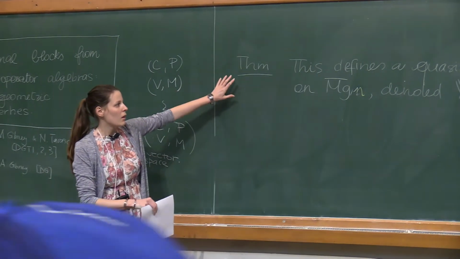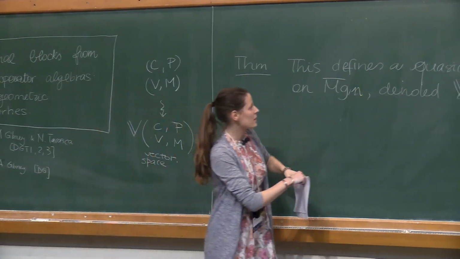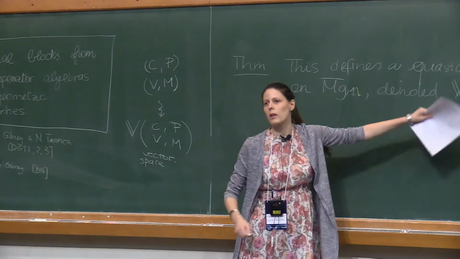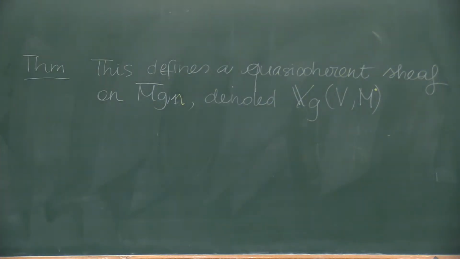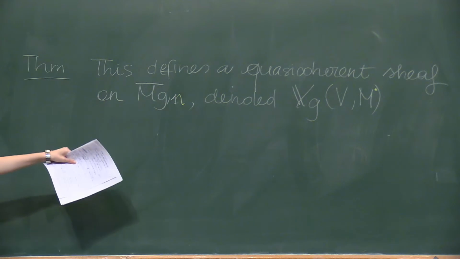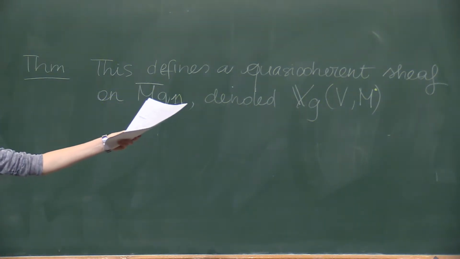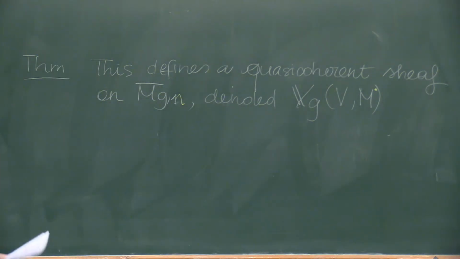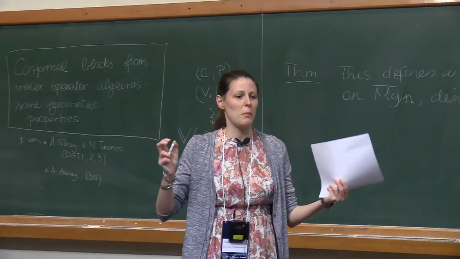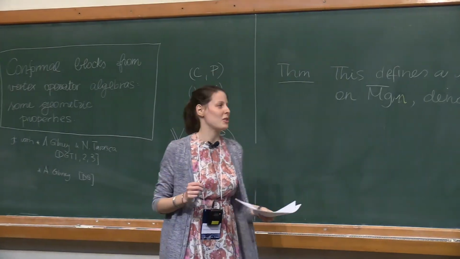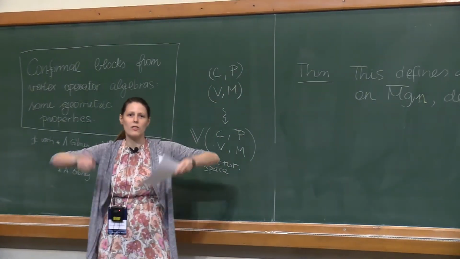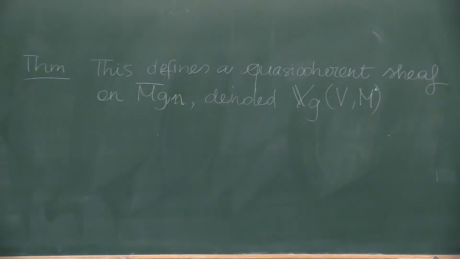Okay, so we have this, and we denote it in this way, and it's called the sheaf of coinvariants. But saying quasi-coherent doesn't mean much. Like, it might be infinite dimensional. It just means it's a basic property you want for a sheaf of modules. Like, it doesn't have some weird jumping here and there. And we can say something more.